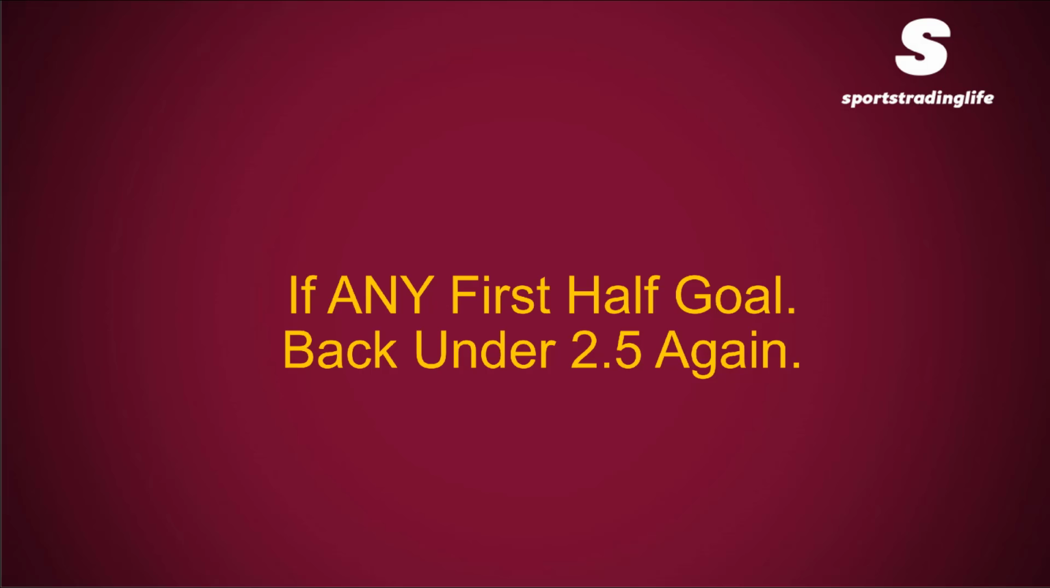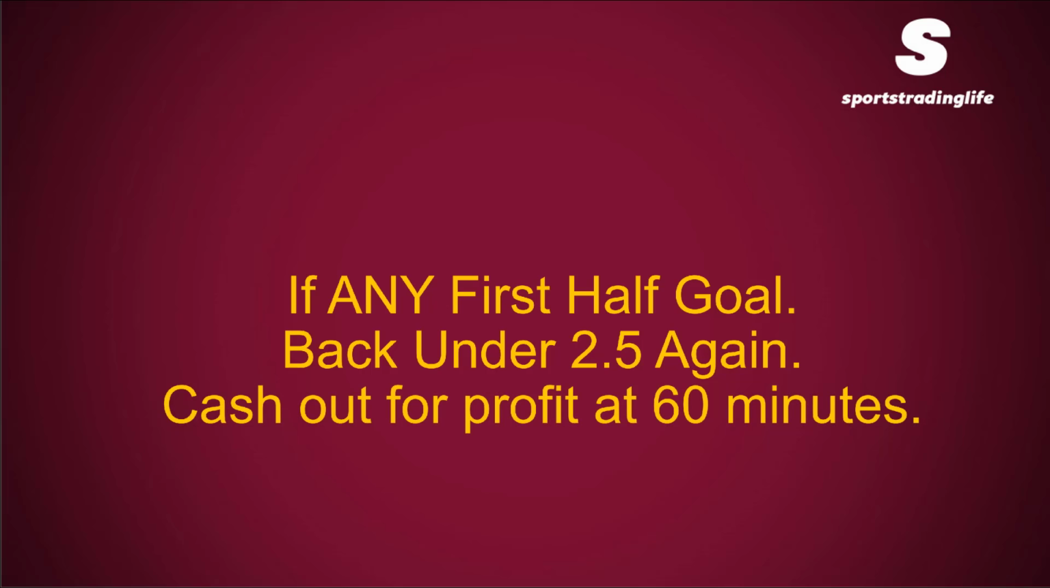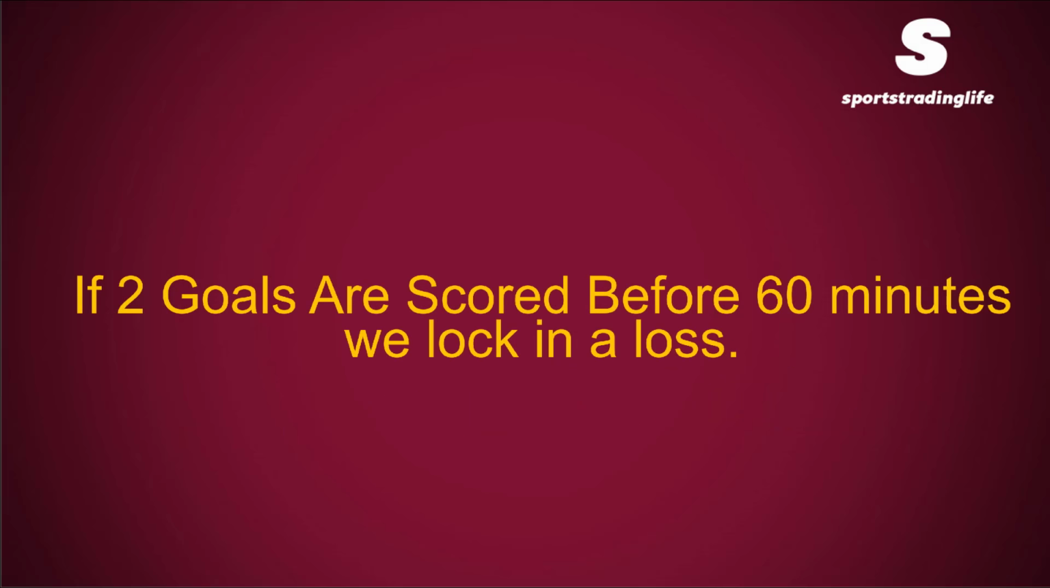Then we could get out with a profit, and again, we would now be out taking our profit at 60 minutes. So our exit point would either be at 45 minutes or it would be at 60 minutes. That's if we have a successful trade. Of course, we always have to have a backup plan for when things go wrong. And in this case, if there are 2 goals scored before 60 minutes, we would lock in a loss. And again, this is a very interesting question to ask yourself when you are trying to analyze the match in advance.